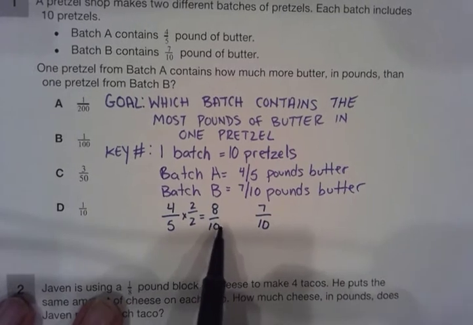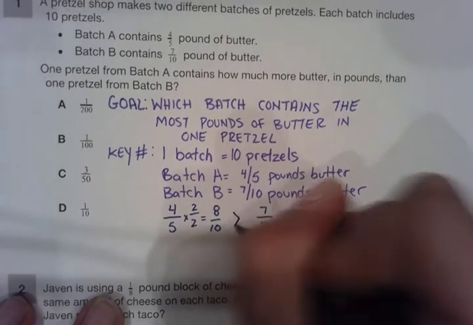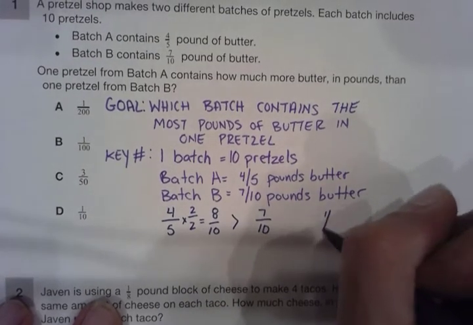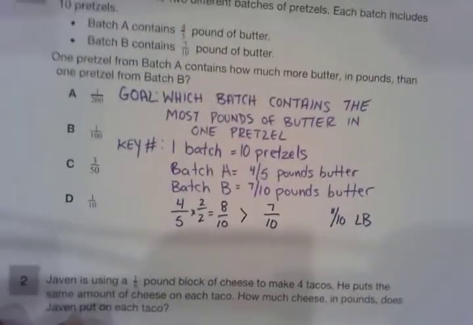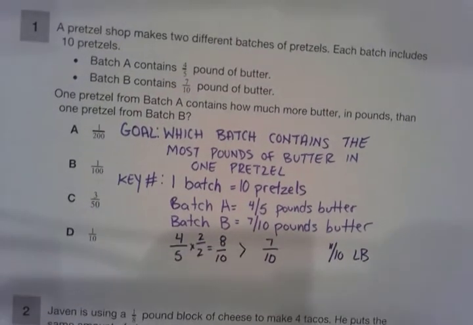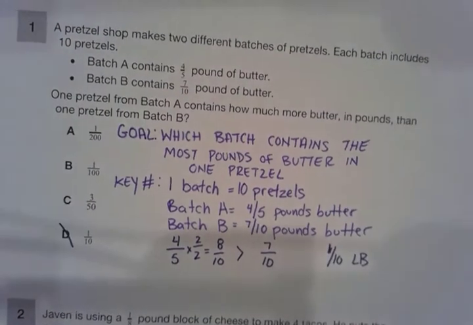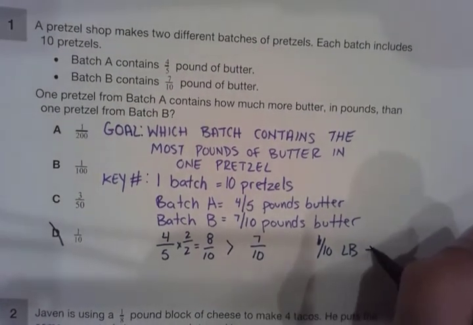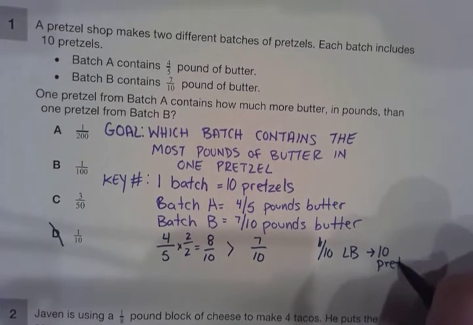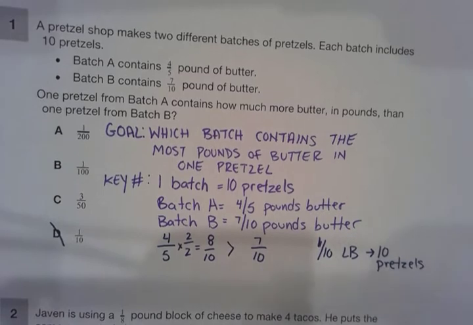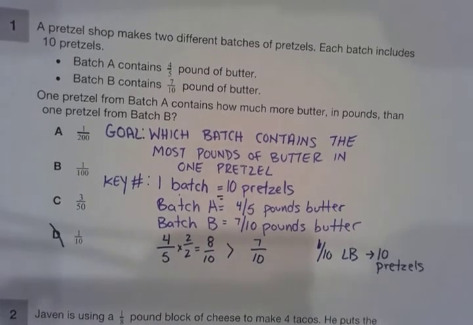So I know that 8/10 is greater than 7/10, so batch A is going to have 1/10 more pounds of butter. But don't get fooled. That does not mean D is going to be your answer, because this 1/10 pound of butter is going to be located in 10 pretzels. Because remember, one batch equals 10 pretzels.